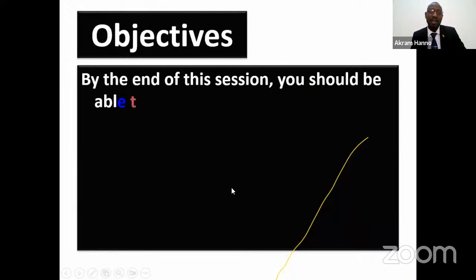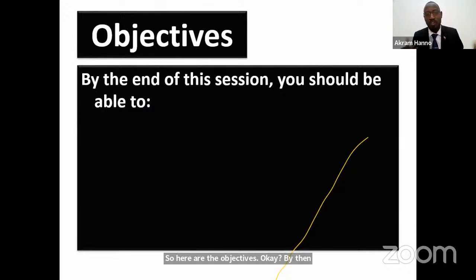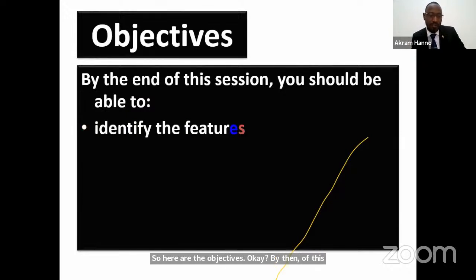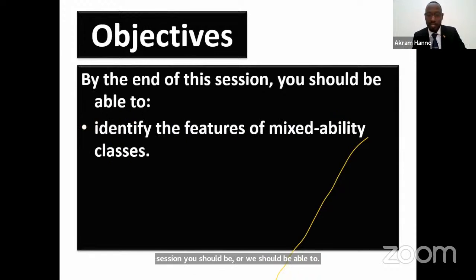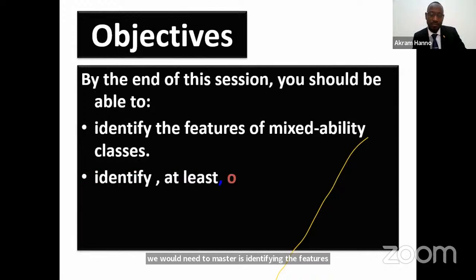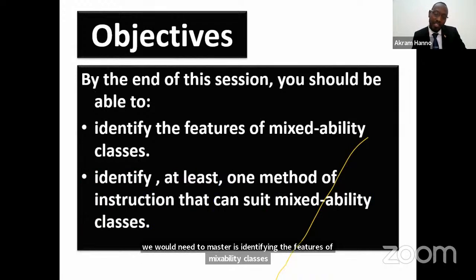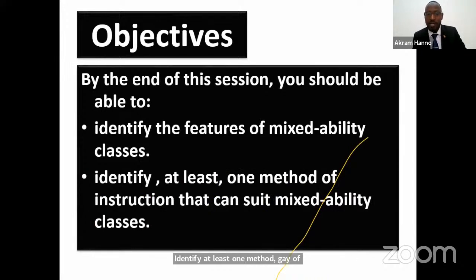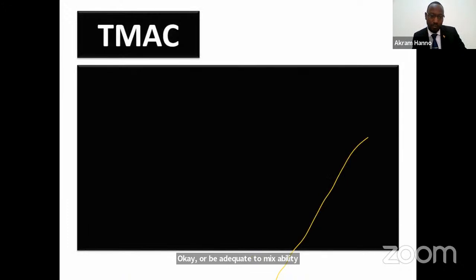So we will be talking about this in more detail, and we're going to see this fallacy. So here are the objectives. By the end of this session, we should be able to master the following. The first thing that we need to master is identifying the features of mixed ability classes. Second, identify at least one method of instruction that can suit mixed ability classes. So this is TMAC, teaching mixed ability classes.